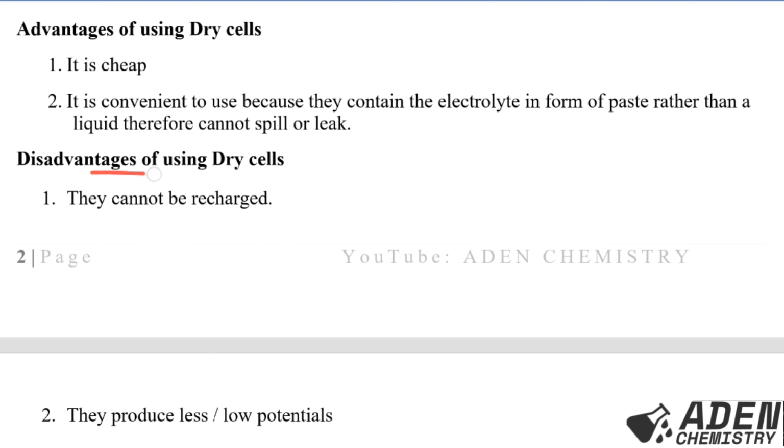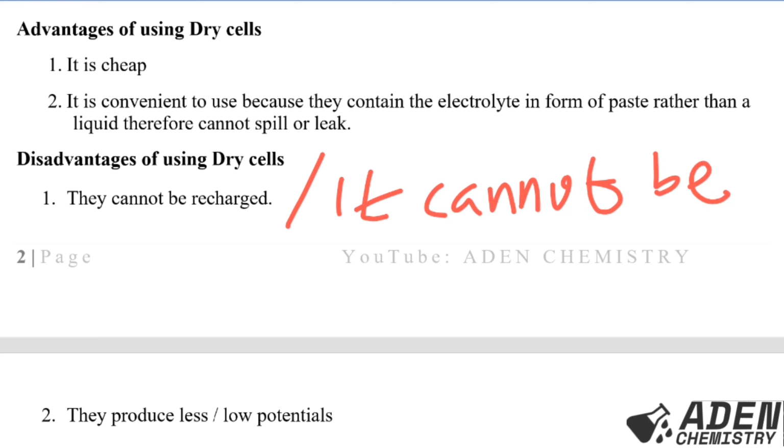Then we have the disadvantages of using dry cells. Number one, they cannot be recharged. Once its reactants are used up, it cannot be recharged, that means it cannot be reused. What does that mean? When it's used, it will just be discarded. Number two, the other disadvantage is they produce less potential compared to other cells.